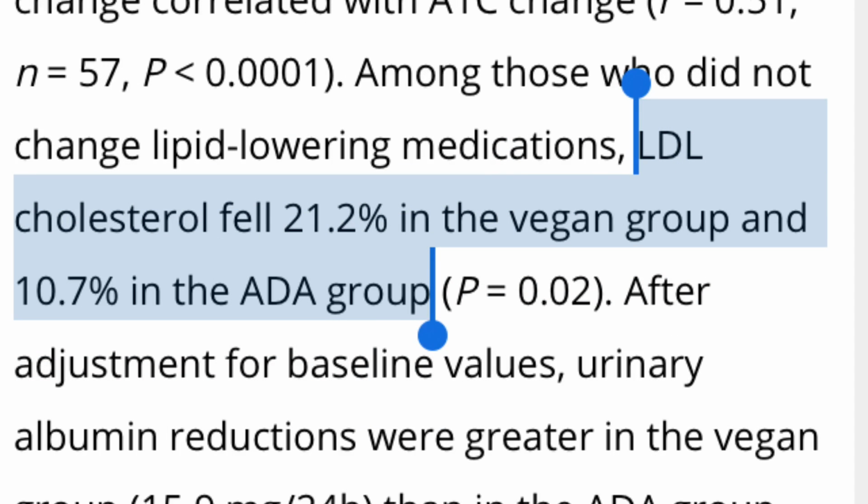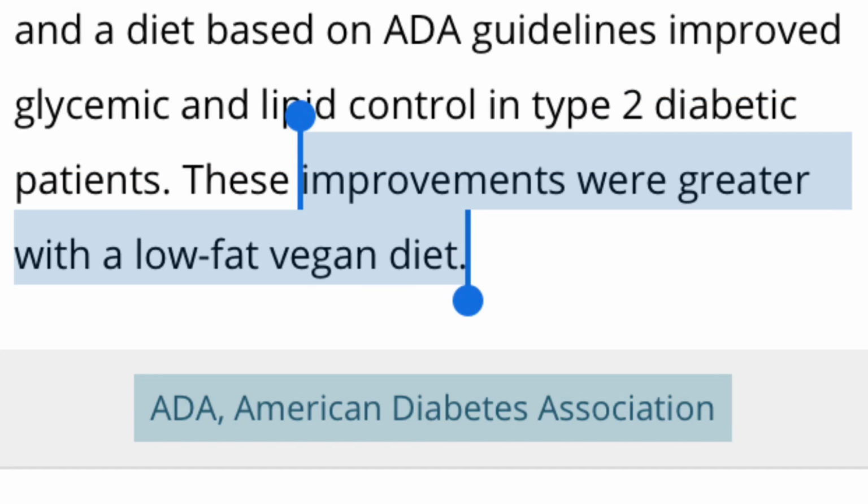The LDL cholesterol fell by 21.2% in the vegan group. Again, this is double of the fall seen in the ADA group. The improvements seen were far greater with the low-fat vegan diet. This was published and recognized by the American Diabetic Association.